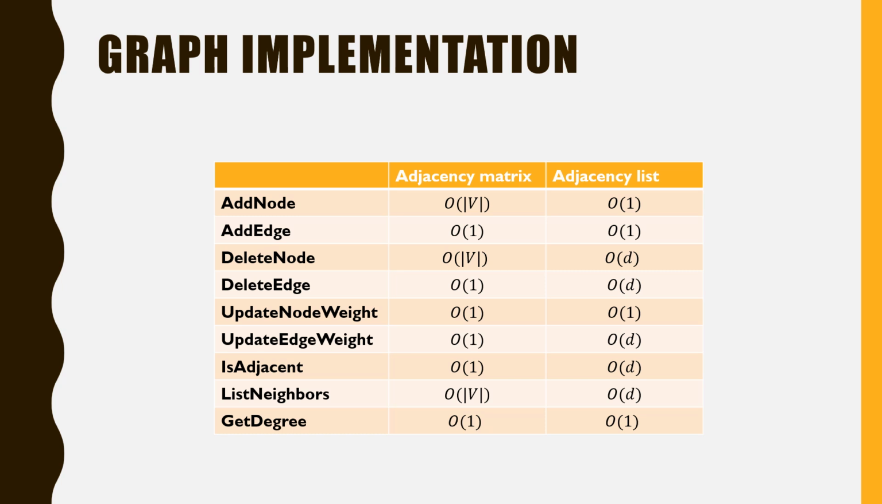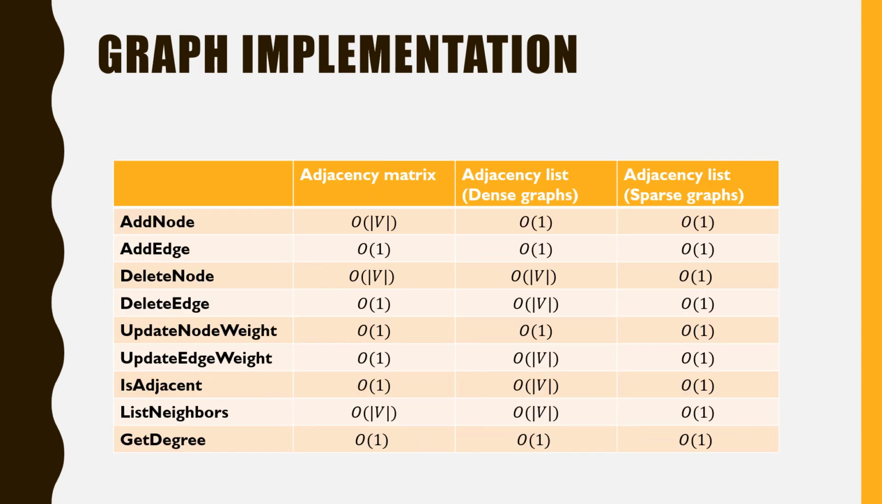The table below summarizes the time complexities of fundamental graph operations using the adjacency list implementation. The operations add node, add edge, update node weight, and getDegree run in constant time O(1). On the other hand, the operations delete node, delete edge, update edge weight, isAdjacent, and list neighbors require O(d) time.